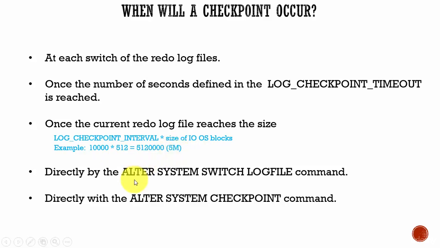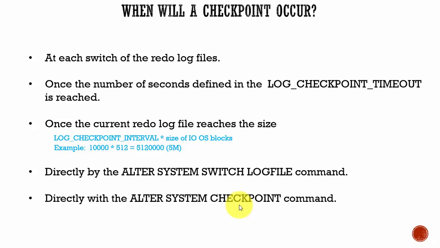The fourth one is whenever the Oracle database administrator manually switches the log file from one to another using the alter system switch logfile command, then the checkpoint will occur. And the fifth one is whenever the database administrator issues the command alter system checkpoint, then the checkpoint will occur. In any of these 5 scenarios, a checkpoint can occur. This is very important to understand and remember.